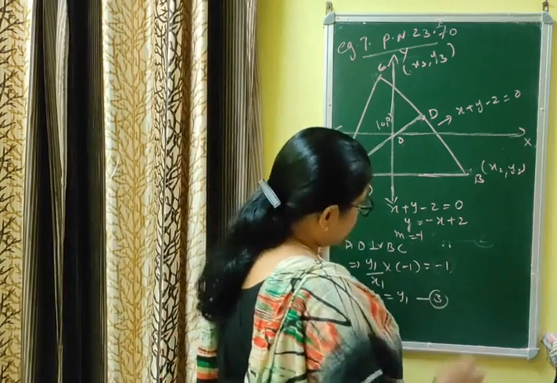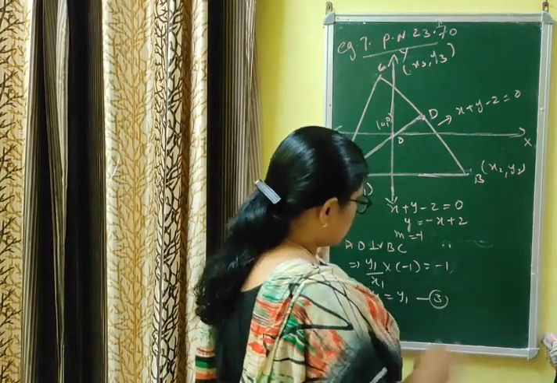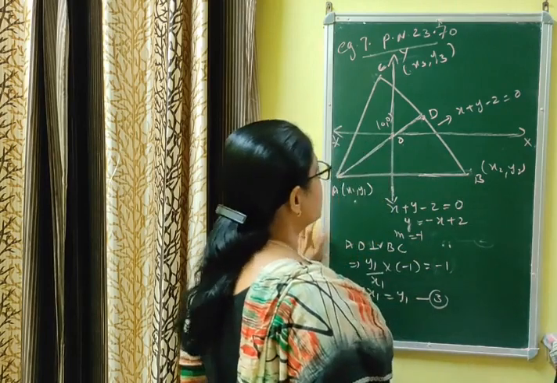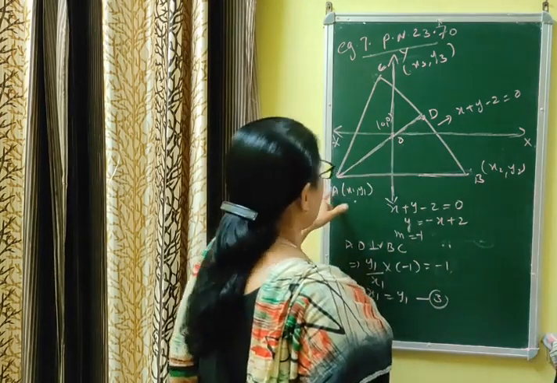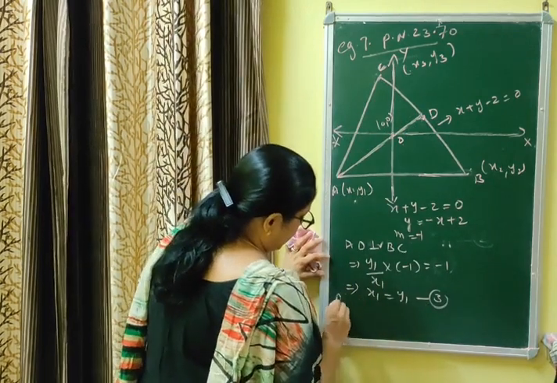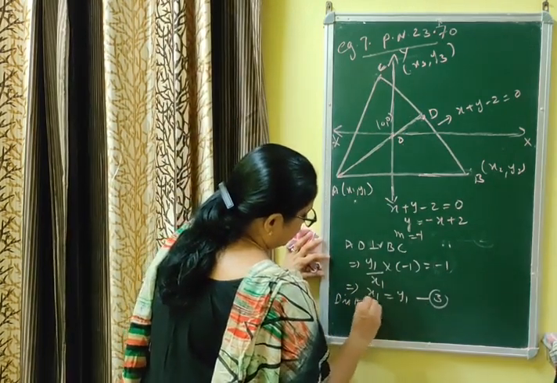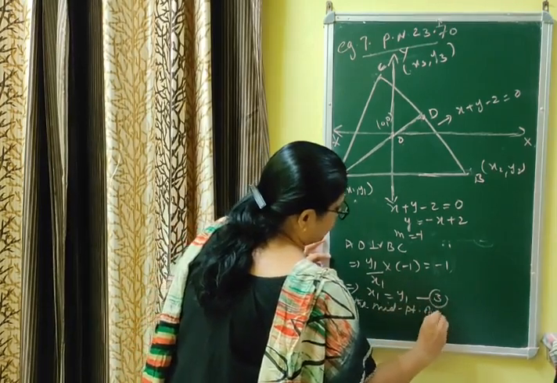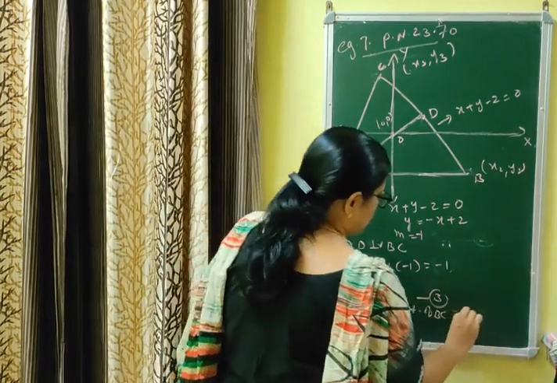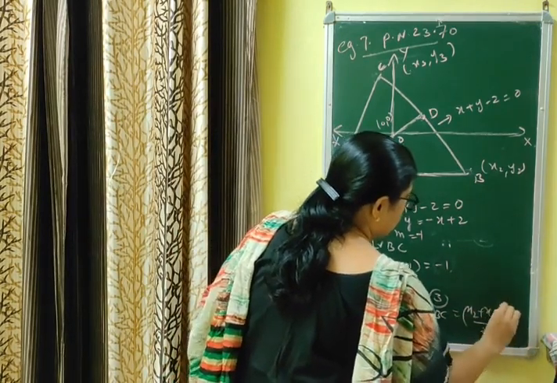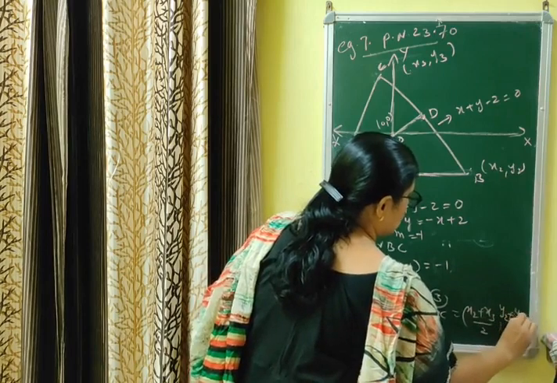You can assume, up to now we made 2 equations; this is the third equation. Now since you are given the condition that D is the midpoint of BC, you can find the value of D. D is the midpoint of BC. This question is a little bit difficult. Look carefully: D is (x2 plus x3 by 2, comma y2 plus y3 by 2).